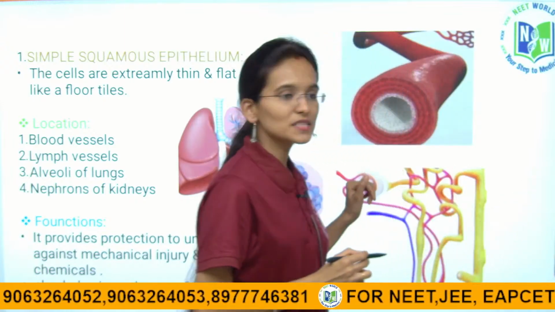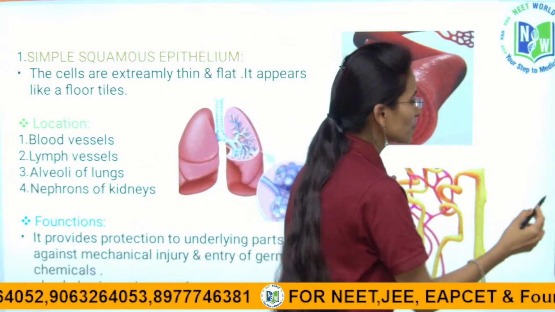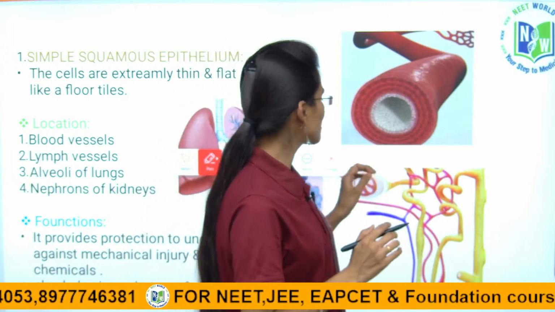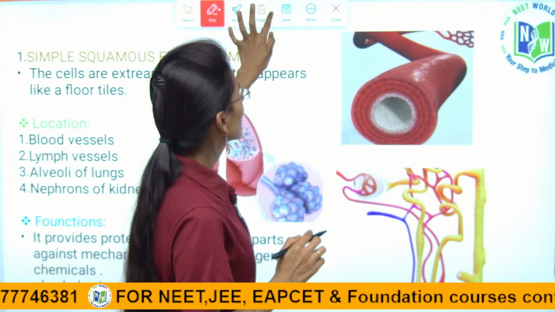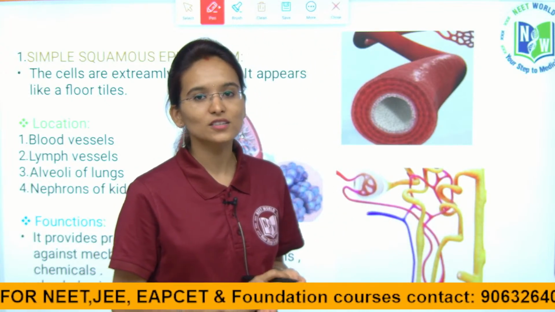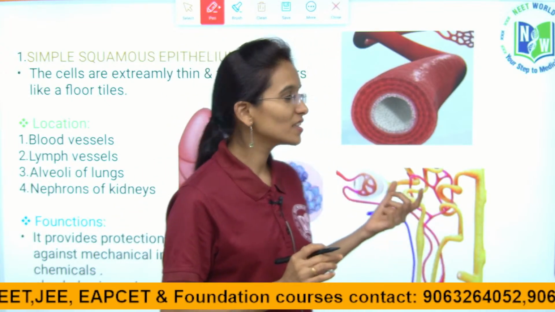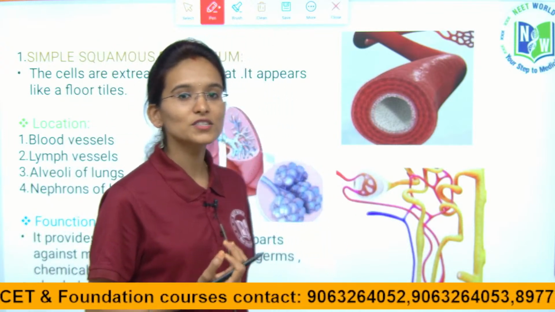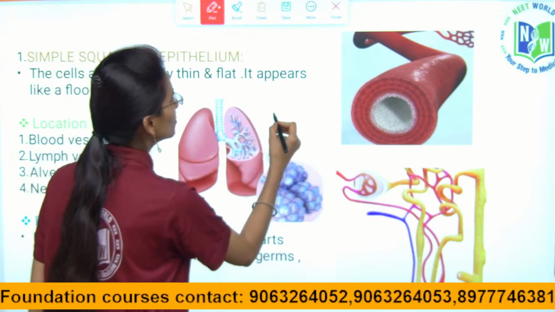See, in the simple squamous epithelial tissue, all the cells are going to be present in a single layer. Cells are arranged only in a single layer without any intercellular spaces, and all the cells are present on the basement membrane with the centrally located nucleus. These three are the most important points you all have to remember.